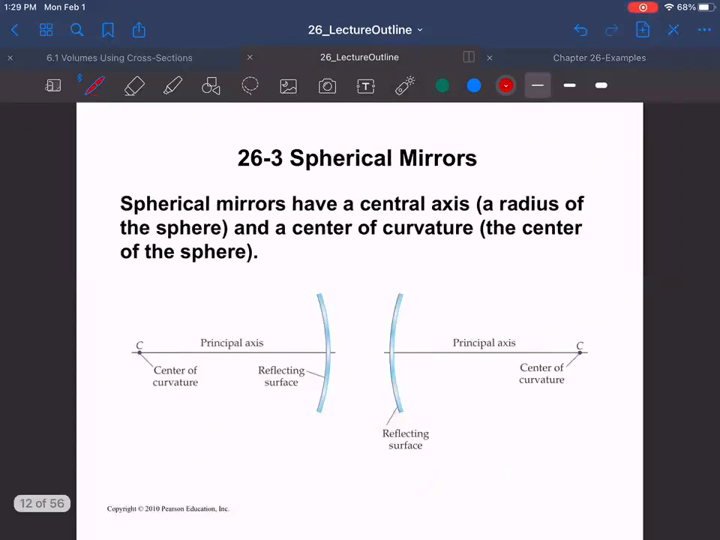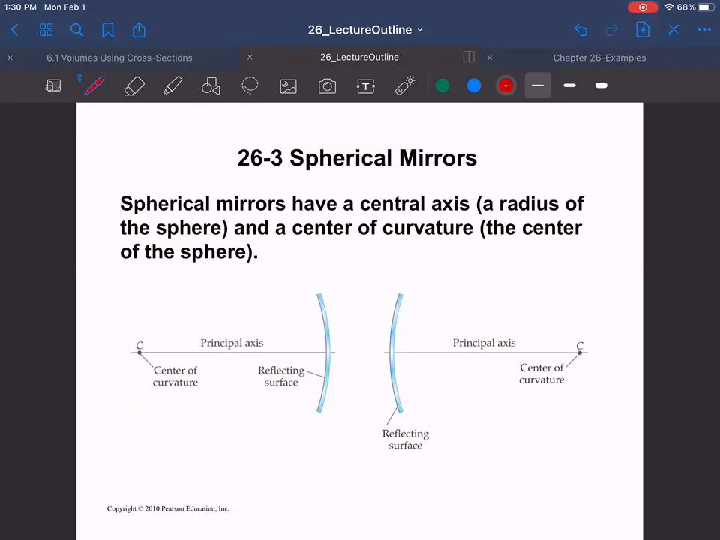So here we have two concave mirrors. The reflecting surface is on the inside of the sphere. So it's like it's on the inside of the cave. And you have what is called a central axis or principal axis there. And it's basically going from the mirror through the center. So it runs through the radius or through the diameter of the sphere. And then you have a center of curvature, which is where the center of the sphere would be if it was a full sphere. Okay? And therefore, that distance from the mirror out to that center of curvature would be the radius of curvature, the radius of the sphere.